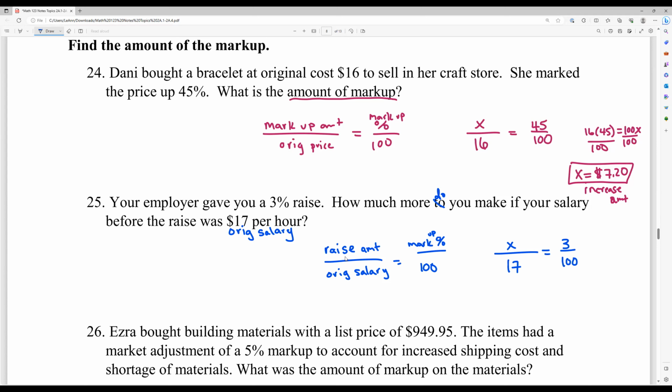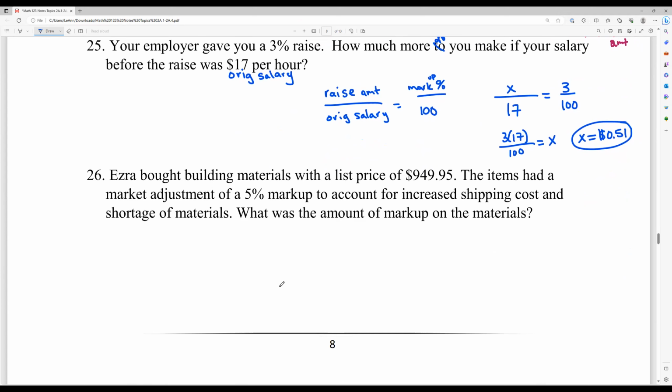So if we cross multiply, we're going to have 3 times the 17 equals 100 times X. So we'll divide by 100. So this comes out to 51 cents. So the raise will be 51 cents, which means my new salary, if they actually ask me for that as a follow-up question, would be $17.51. All right, let's look at the next one.